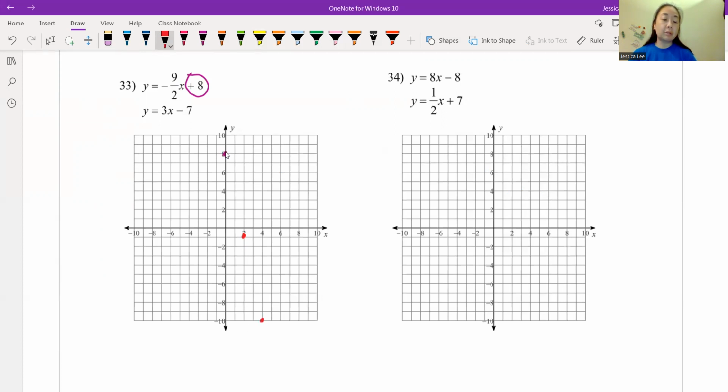Okay, and if you notice, I can't go up 9 and to the left 2 because it's way up here, right? So I can only make 3 dots. So here's my point. Like this. I got the angle right about. And then we're going to do the next point.